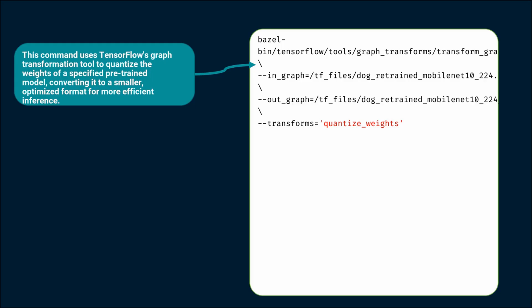The transformation we apply here is quantize weights, which efficiently reduces the model's weight precision. This process condenses the model size, making it lighter and faster while maintaining an acceptable level of accuracy. By doing so, we can deploy our model on mobile devices without sacrificing performance. This command highlights the importance of model optimization techniques like quantization, which can significantly enhance inference speed and decrease memory usage, thus ensuring a better user experience. Remember, the right optimizations can make a crucial difference in the performance of applications running on resource-constrained environments.